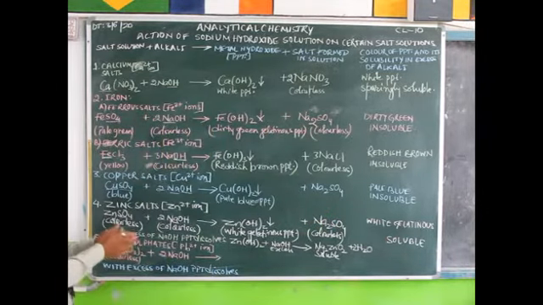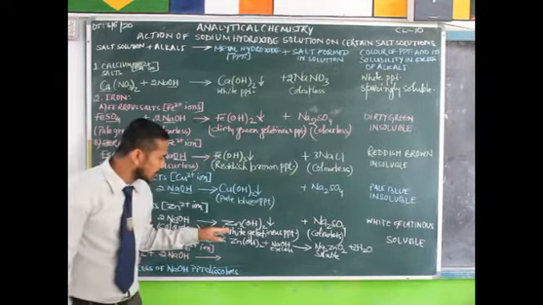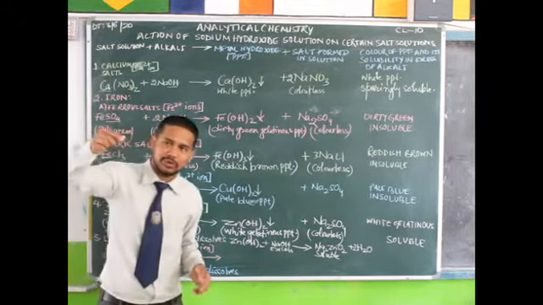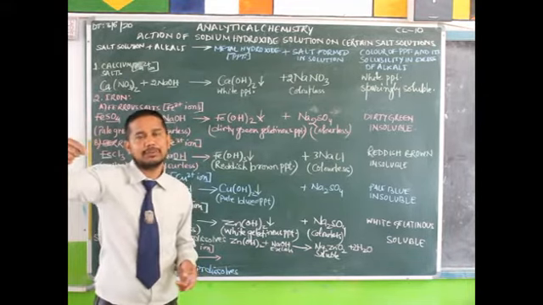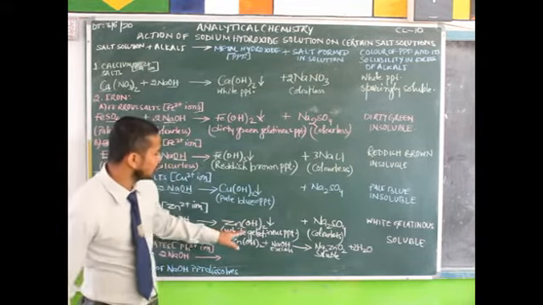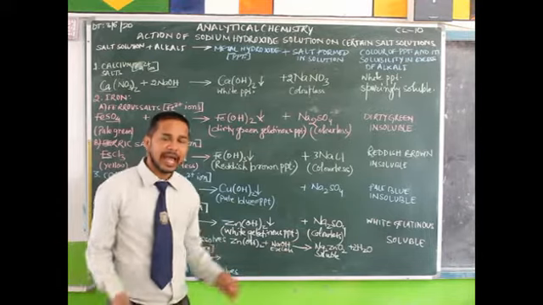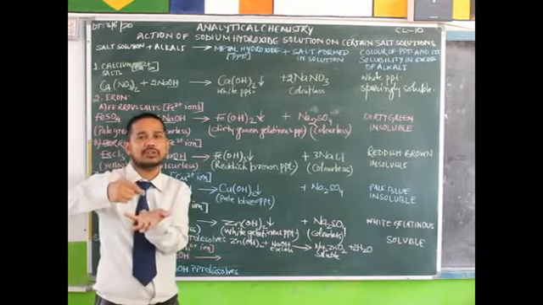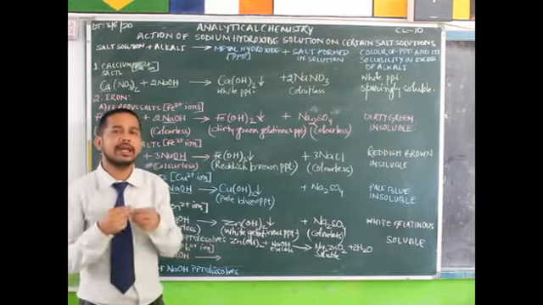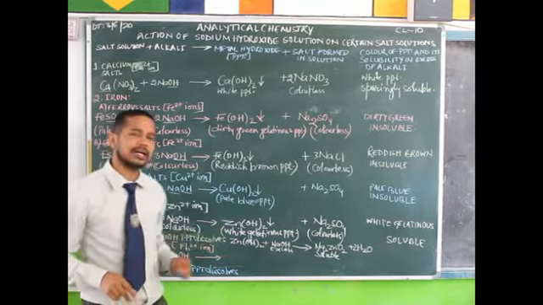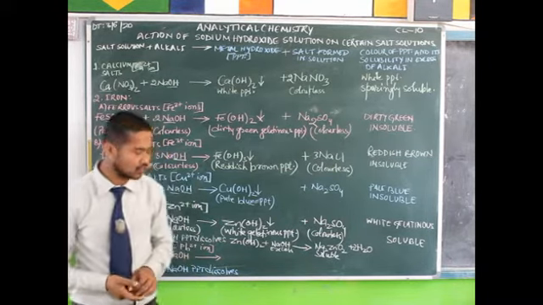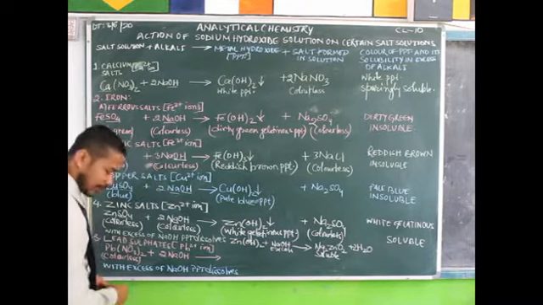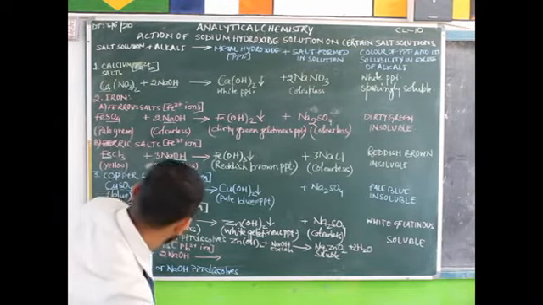Okay. So if you really want to know about zinc hydroxide, that's why we go on adding drop by drop. First of all, we will get white gelatinous PPT. And on further addition of sodium hydroxide, this white gelatinous PPT disappears. It will remain soluble. Then you can be sure that it is zinc ion.